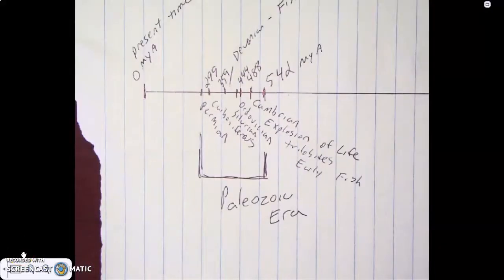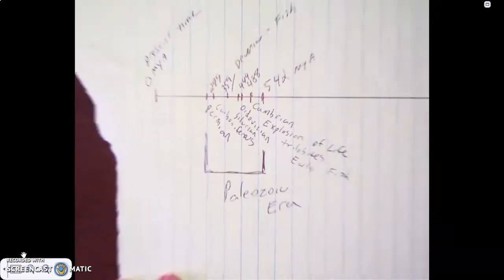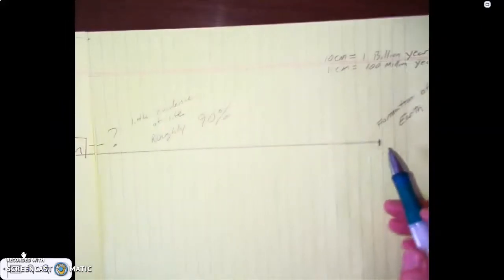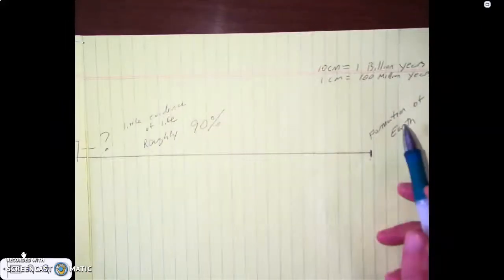All right, everybody, so let's finish up this timeline. And just to review, we're making this geologic timeline showing the events as we know them for the formation of the Earth to present time. And we drew a line 46 centimeters long. One end of the line represented the formation of the Earth.